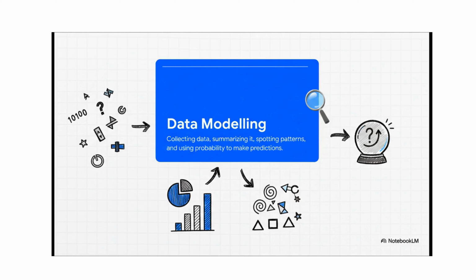First, you show up and you collect the clues. That's your data. Then you got to organize it all, summarize it, so you can actually see what you're working with. Next, you start connecting the dots, spotting those hidden patterns. And finally, this is the really cool part. You use those patterns to make a prediction, an educated guess about what's going to happen next.